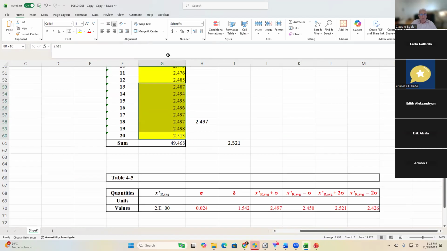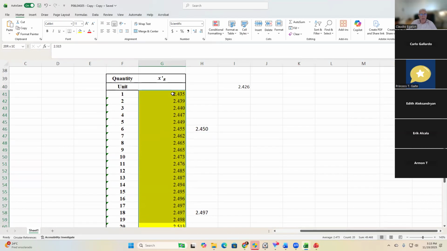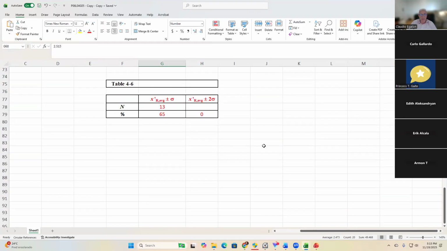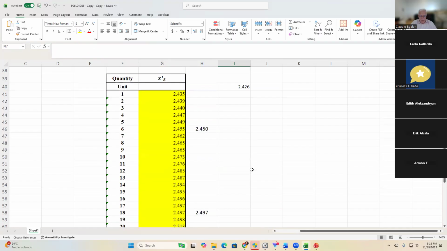So the number of measured values within the range of 2 sigma is all the 20. 20 is 100%. So we put 20. So 100% of the numbers fall within plus and minus 2 sigma. Theoretically, this number was supposed to be 95%. But because we use a very small number of measurements, only 20, we are getting 100%, okay? Here too should be around 67%. And I'm getting 65%. Not bad, right? That's all you have to do.